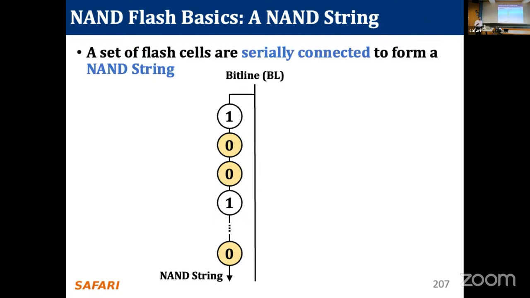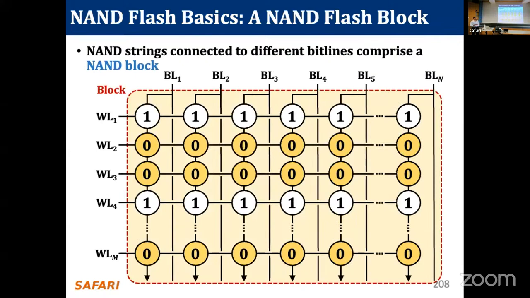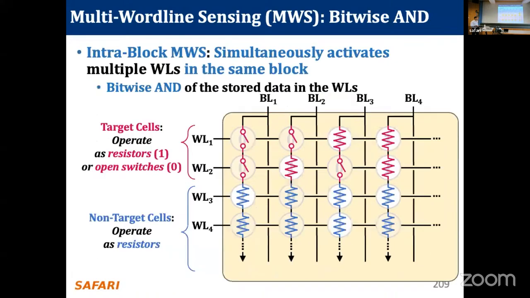A flash device itself organizes flash cells in a NAND string. Several flash cells connected together through a shared bit line is called a NAND string, and several NAND strings connected together through word lines is called a NAND block. Again, this is just background on how a flash cell operates.